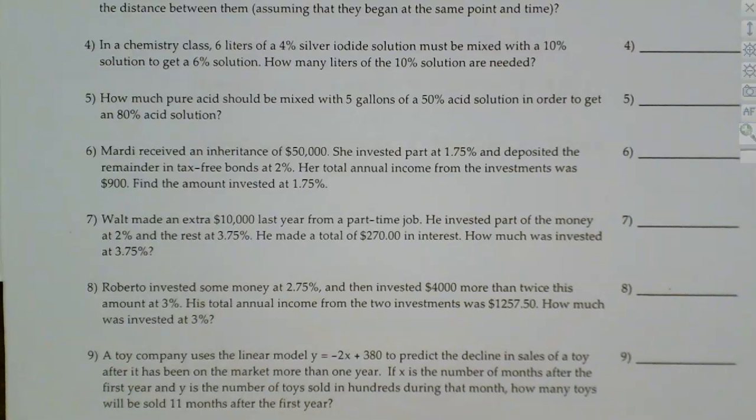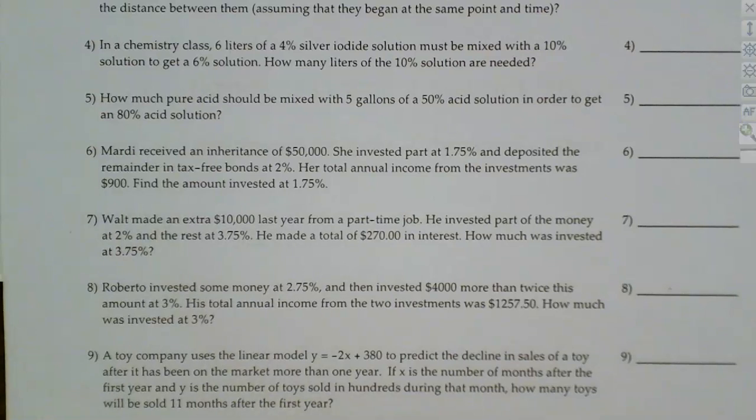So we're going to talk about this, and we're going to take our time with the setup. First thing we always do is we read it. Okay, read it through once. And then once we've read it, then we go back and we look at each piece individually. So let's start with question 4. In a chemistry class, 6 liters of a 4% silver iodine solution must be mixed with a 10% solution to get a 6% solution.